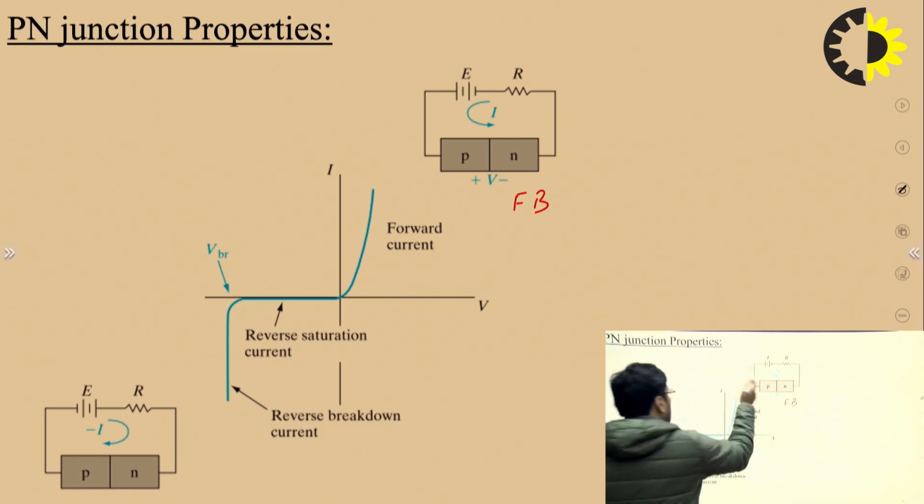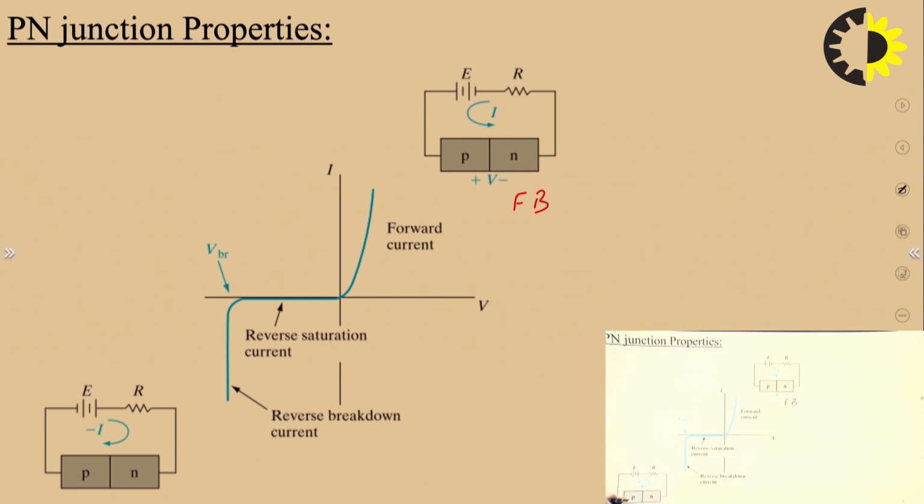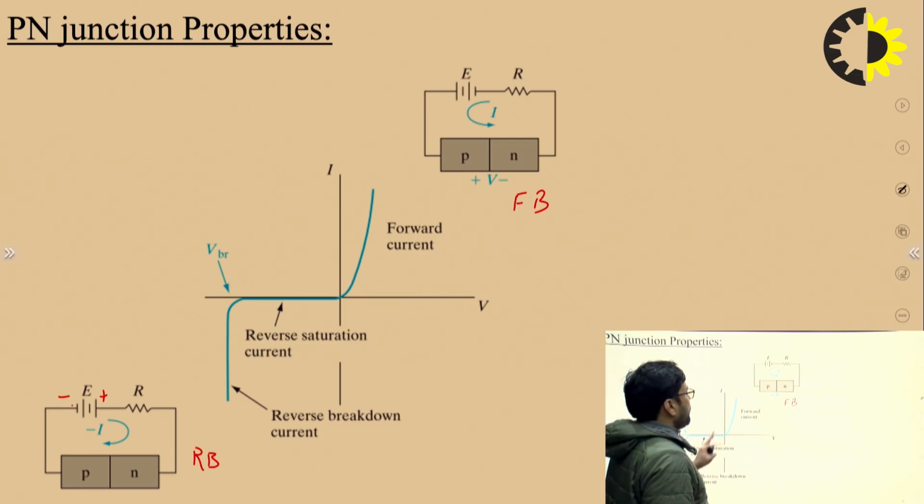And in the case of reverse bias, you can see the P is connected to the negative terminal and N is connected to the positive terminal, and this kind of connection of the battery with the PN junction diode is known as reverse bias. Right. So these two kinds of biasing we have in the case of PN junction diode.